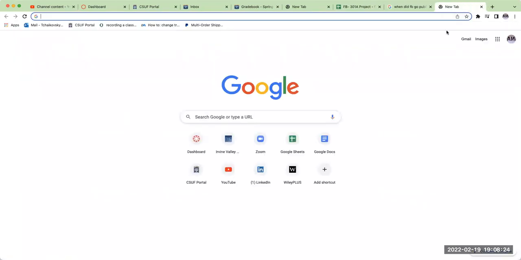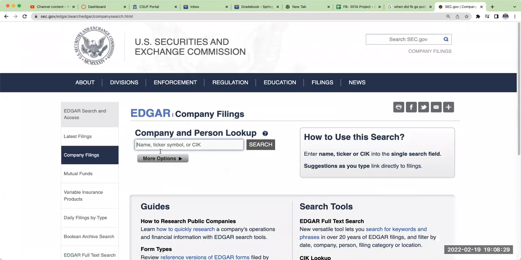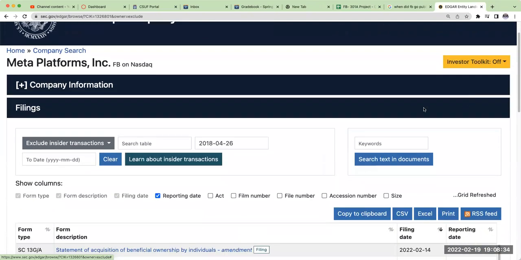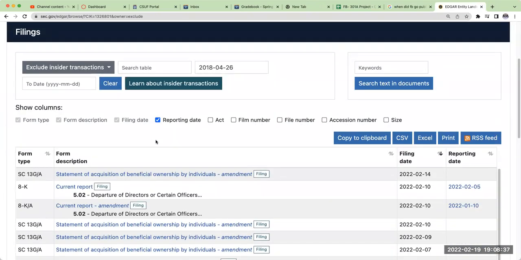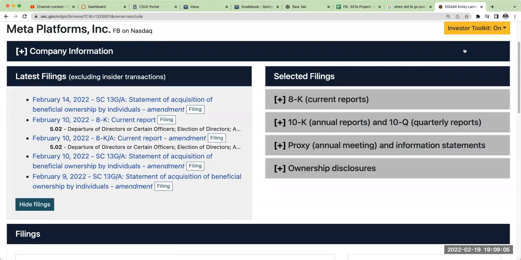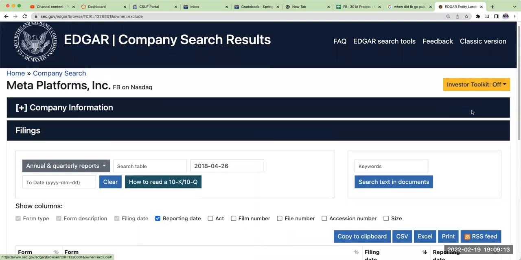So let's get started. The first place we're going to go is SEC.gov. When we go to SEC.gov, we're going to look up the company's filings. I'm just going to try to turn off the investor toolkit. What I may also want to do is look up certain documents specifically. So just give me a moment. On some of their companies, the SEC will have an investor toolkit. We're going to turn that off.